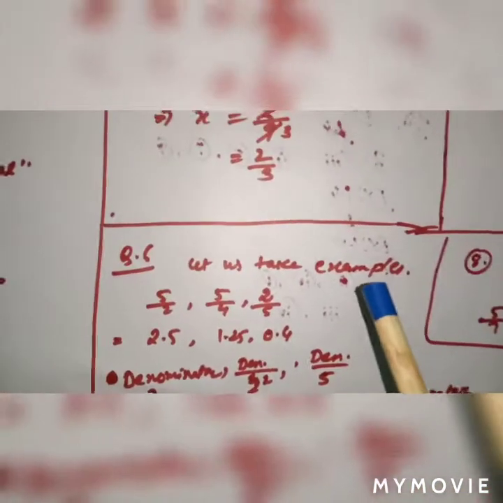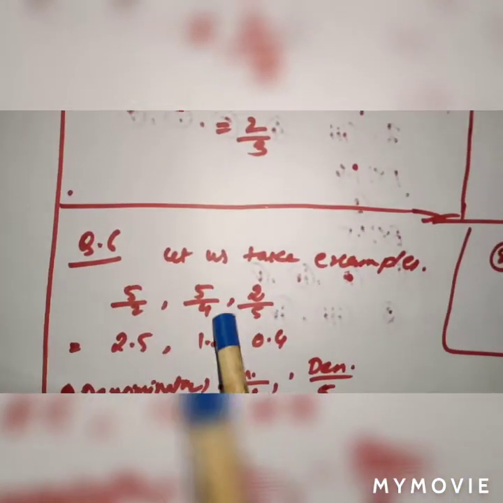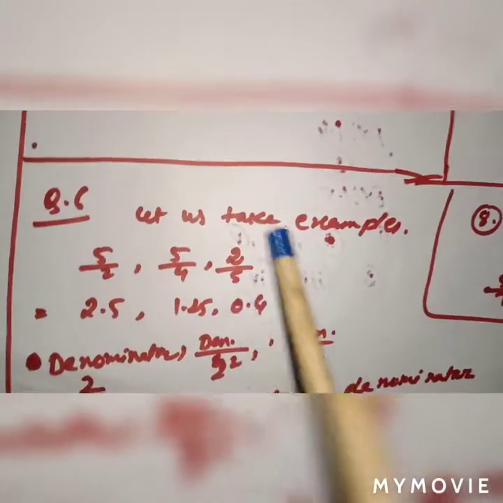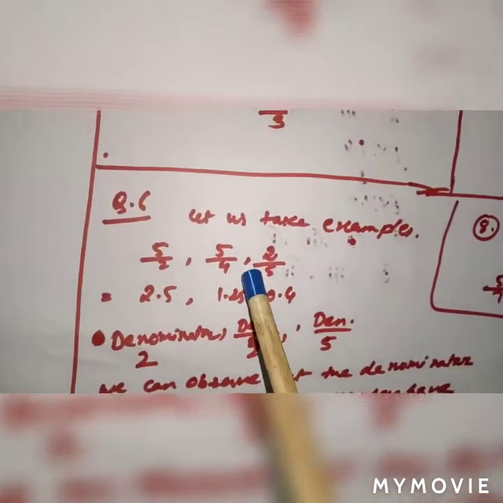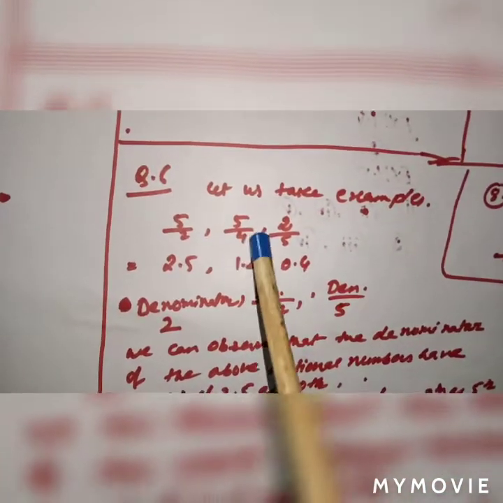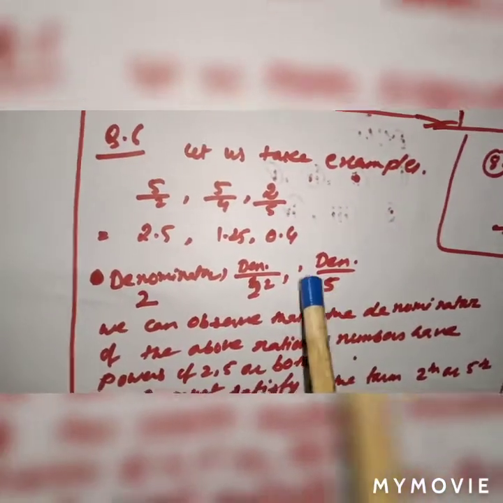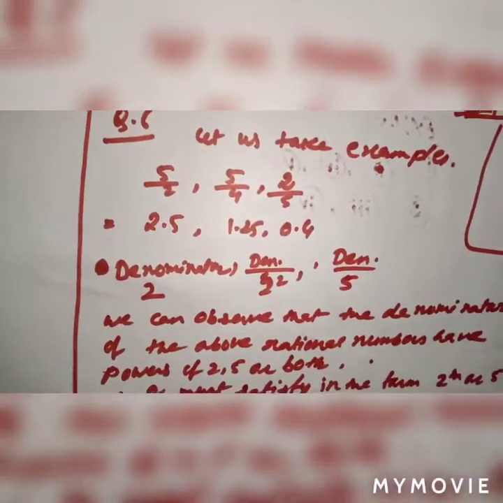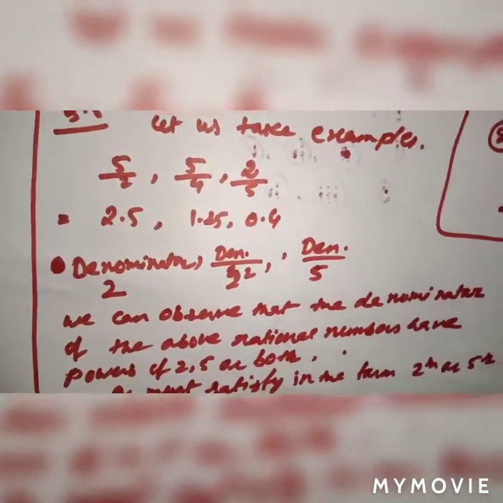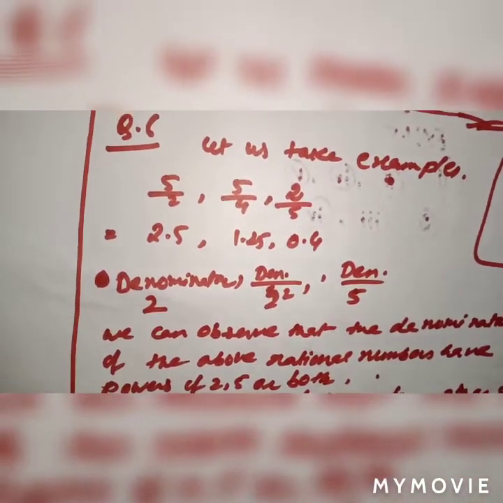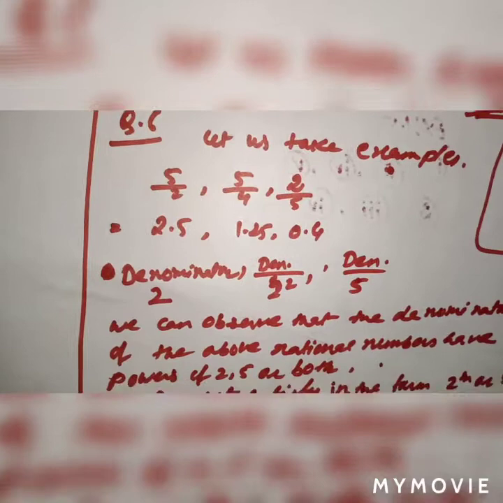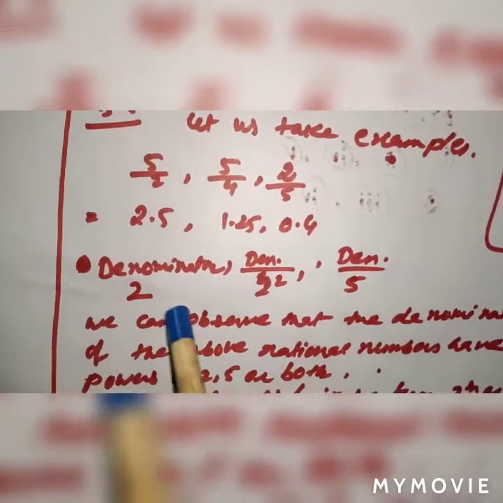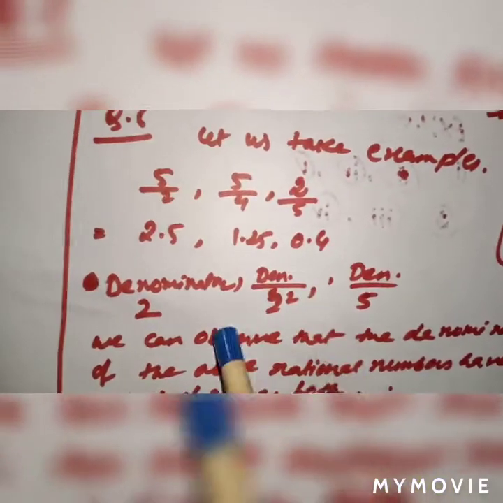So we are taking examples of terminating decimals, like 5 by 2, 5 by 4, 2 by 5. If you divide, 5 by 2 is 2.5, 5 by 4 is 1.25, and 2 by 5 is 0.4. It can be any terminating decimal, not only these three. I have taken examples of these three. What is the denominator here? 2. Here 4, which means 2 square. Here the denominator is 5. All the denominators I have taken, but you take another 3 examples of terminating decimals. You can see that all the fractions you are getting as terminating decimals have a denominator of 2 or 5, either 2 or 5 or both.